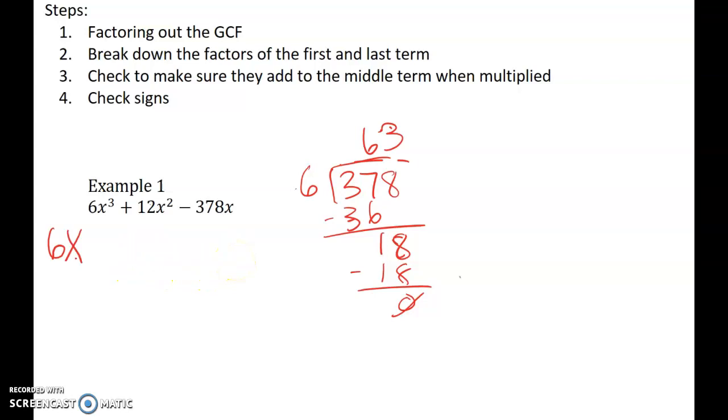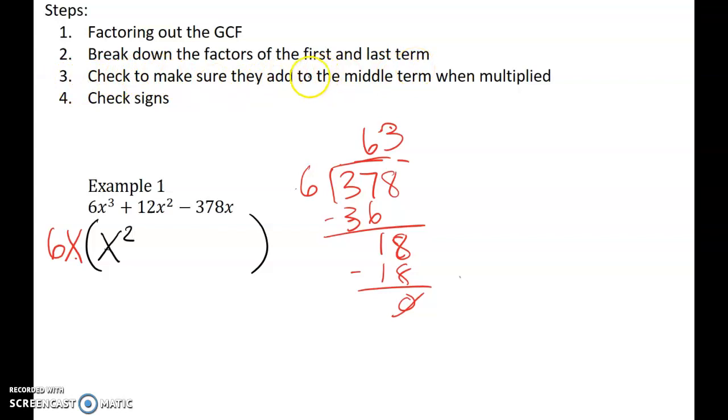So I'm going to work with our trinomial here because our lesson is factoring trinomials. And this is still part of our answer, but I need to break down this trinomial a little bit further. So I go to step 2. It says break down the factors of the first and last term.